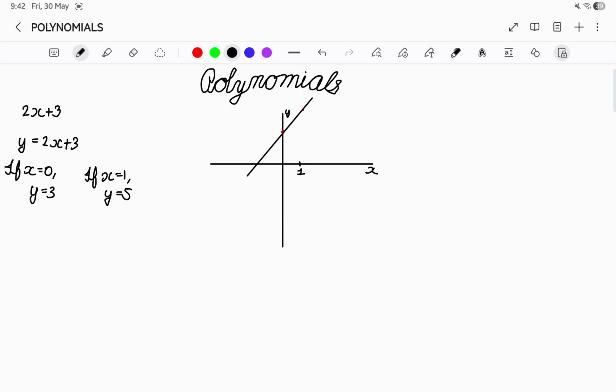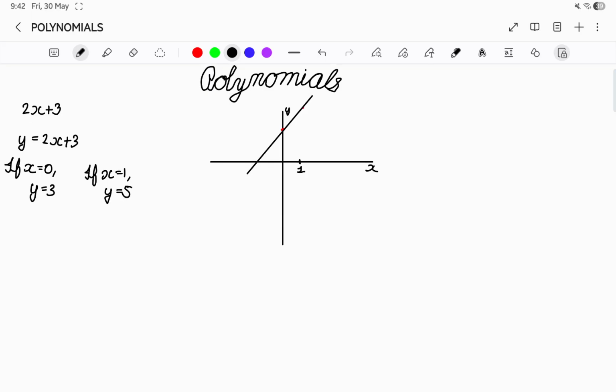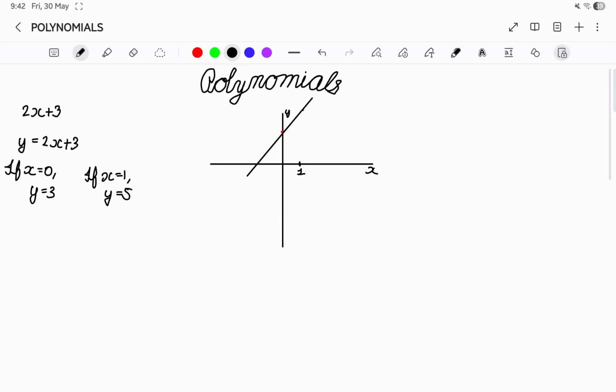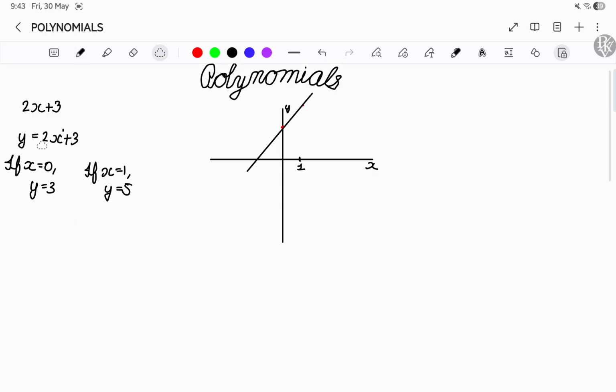This is how we represent them in a coordinate plane. Now this is for polynomials with the maximum degree of x as 1. The maximum power of x in this polynomial is 1. So for the maximum power of the variable, we call it the degree of the polynomial. So here the degree of the polynomial is 1.